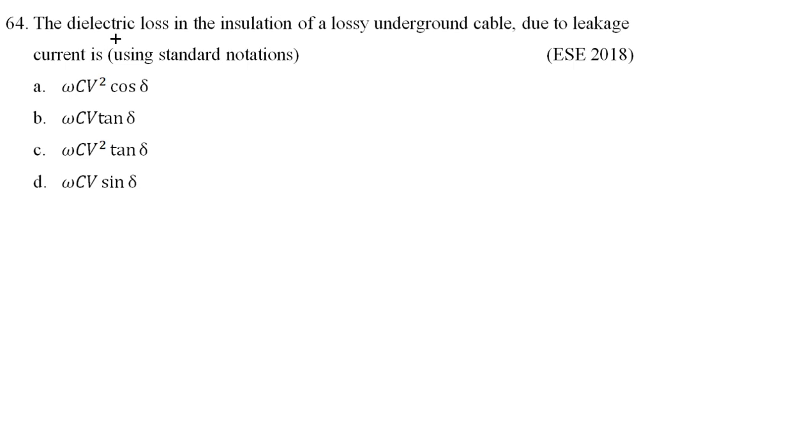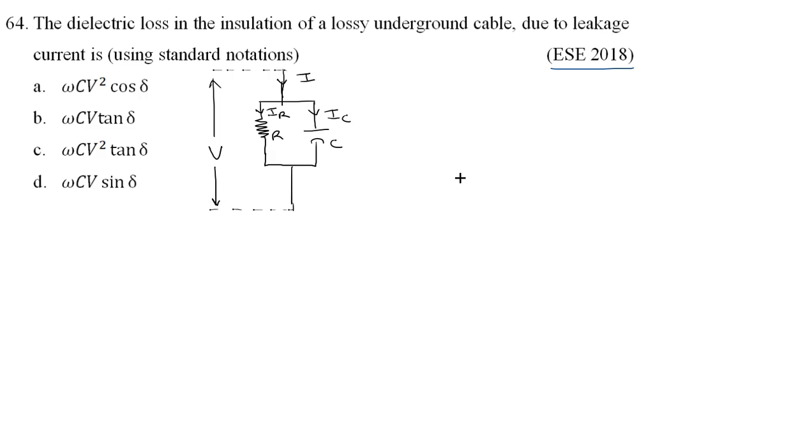Question number 64. The dielectric loss in the insulation of a lossy underground cable due to leakage current is. 4 options are given. This question was asked in the Engineering Services exam, year 2018. Now we know that a cable can be represented as a parallel combination of R and C. This is the current taken by the cable. Current flowing through the resistance is IR. Current flowing through the capacitor is IC. This one is C, and let us say this voltage is V.